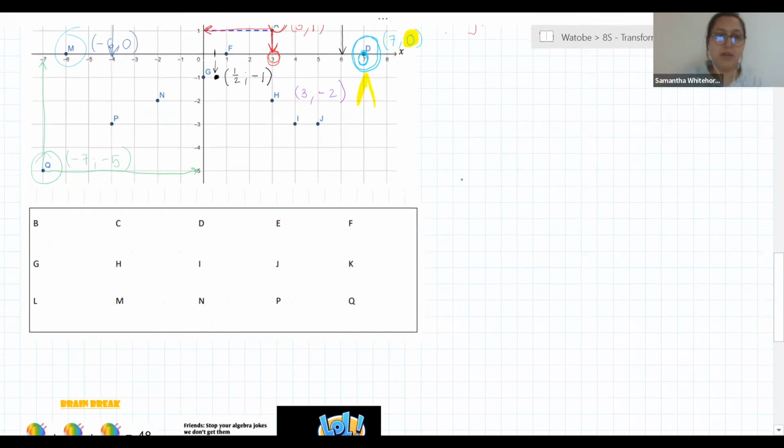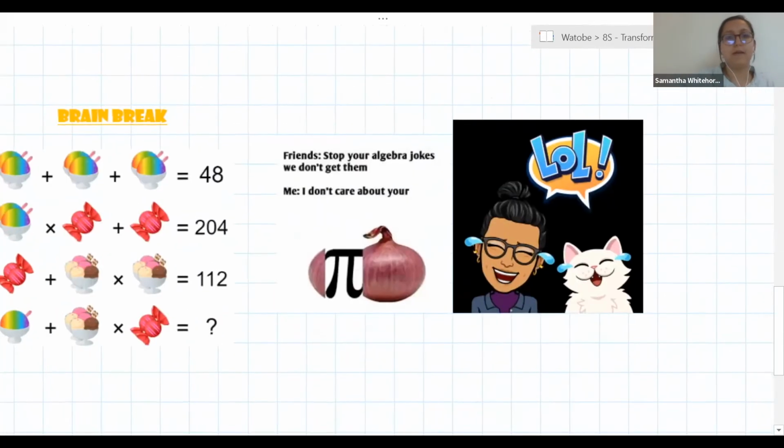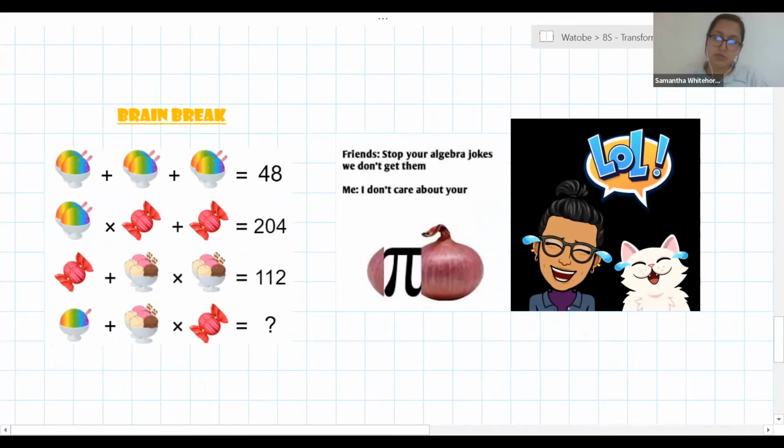Right, I'll brain break for the day. Remember, get up, stretch, move your body. If you need to run to the loo, run to the loo. And then give a try of our brain teaser brain break for the day. If you have some answers already, you're welcome to put your hand up or pop it in the chat. That's awesome. We like to hear how you guys are doing. But have a look and see if you can see what our rainbow ice cream, our sweet, and our trio ice cream, what they're all equal to.